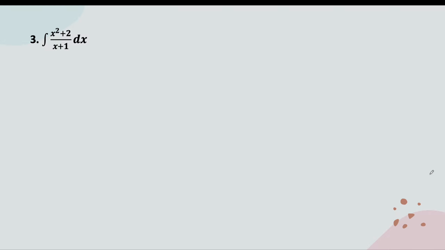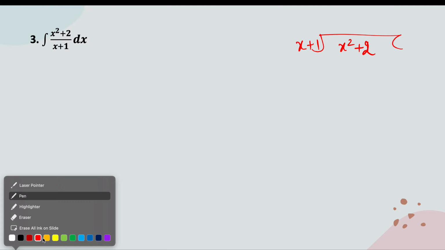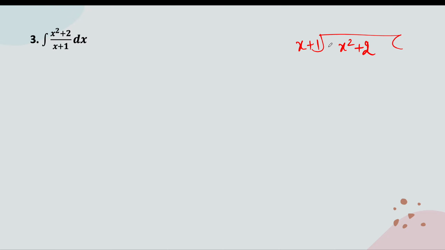It says to us that integral of x square plus 2 upon x plus 1 dx, we just have to integrate it. Over here your degree of numerator is greater than your degree of denominator. So firstly try to divide it by using your long division method. I hope that everyone knows it. So like this, firstly we're going to write. Now just look on the board. First of all, look on the screen, sorry.